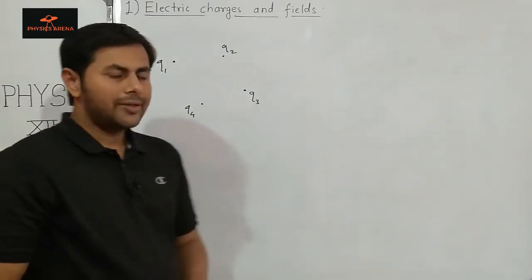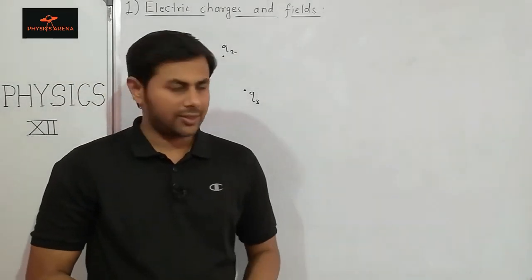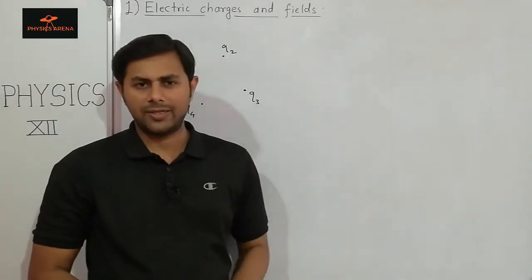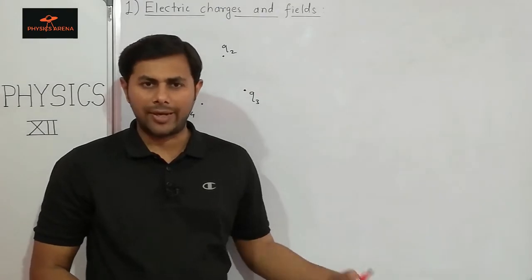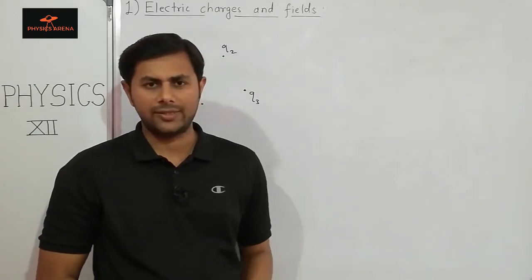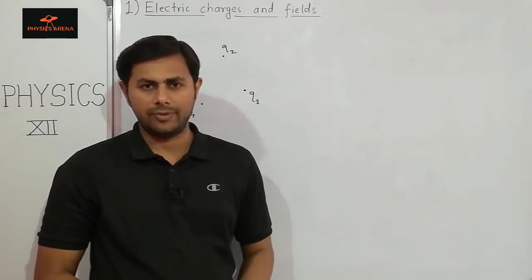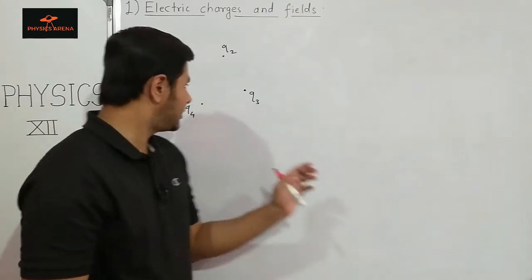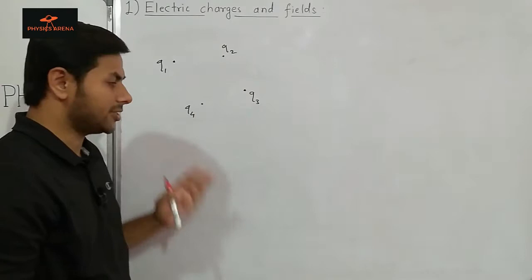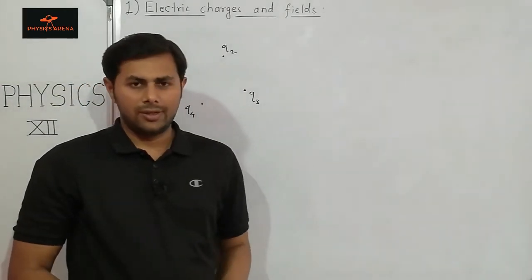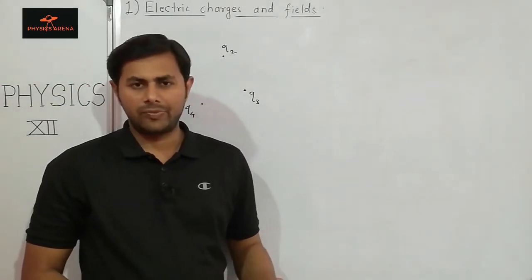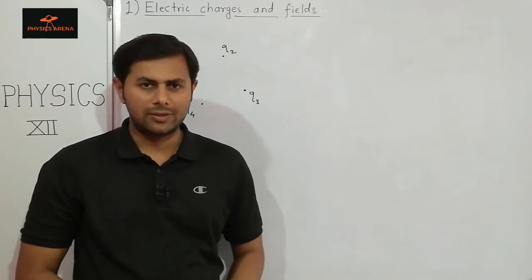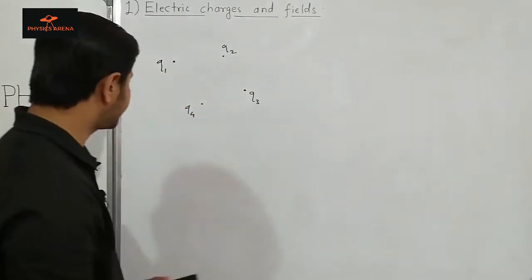So we know that force is a vector quantity. So the total force on Q1 is definitely not equal to the sum of magnitudes due to all other charges. It is the vector sum of the individual forces exerted by these other charges. So this principle is called the principle of superposition of forces. Let us see that now.